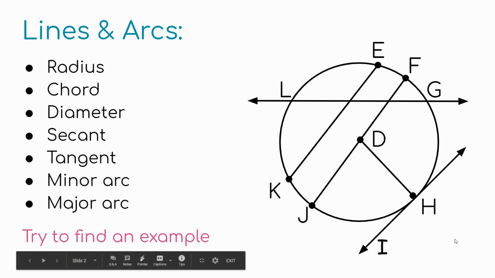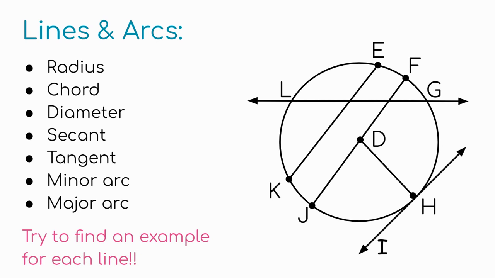Then we had a chord. A chord is a line segment, so it has two endpoints. Both of them are on the circle. So a good example of that would be KE. JF is also a chord, but more specifically, JF would be a diameter because diameters are chords that go through the center. So those are all the line segments.